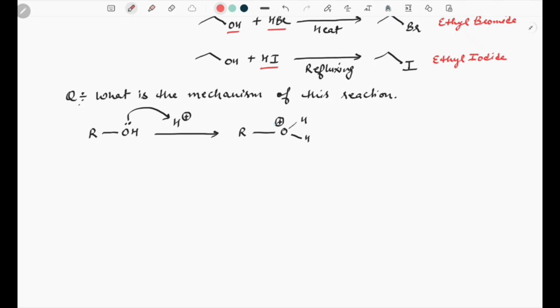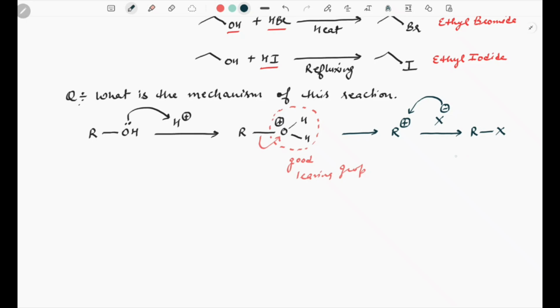Now this group is a good leaving group. As a result, it departs to form a carbocation. This carbocation is further attacked by the halogen anion to form our final product, which is alkyl halide.